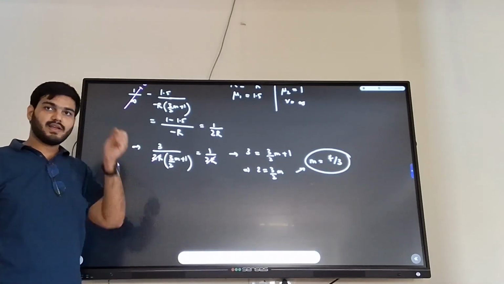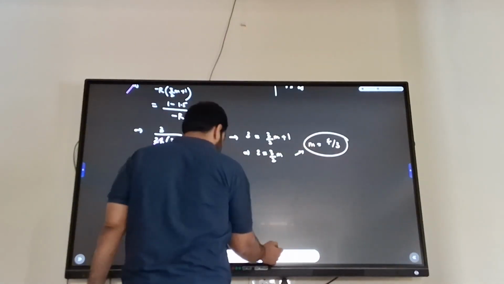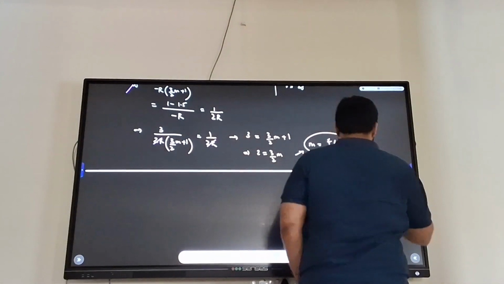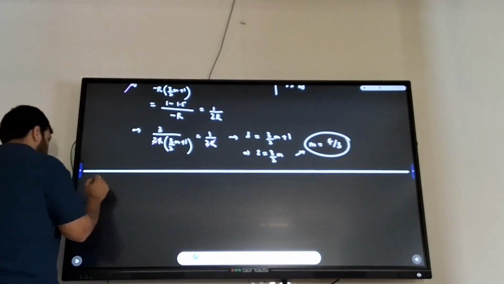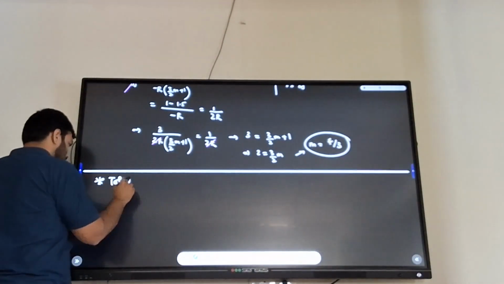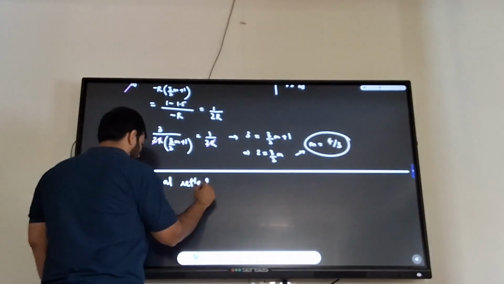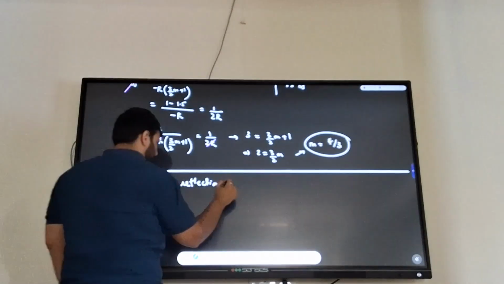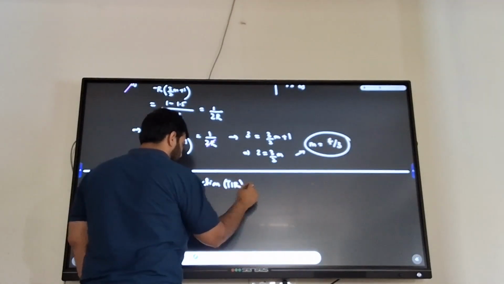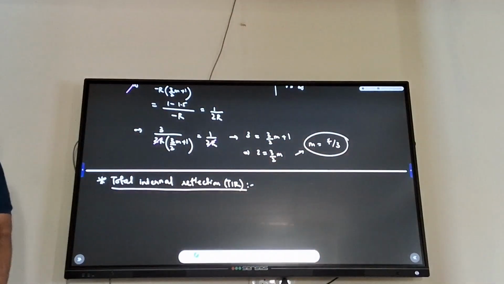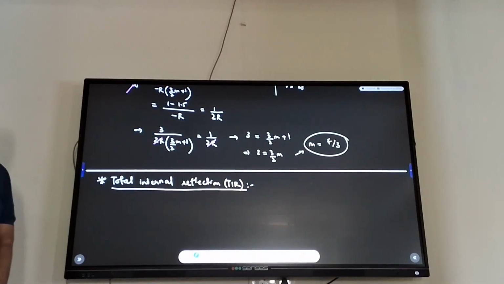Great. Take the topic total internal reflection. Write with me. TIR. I will keep on calling it TIR more often than not. It's a very fascinating thing: how you can apply Snell's law and how it helps us in real life.